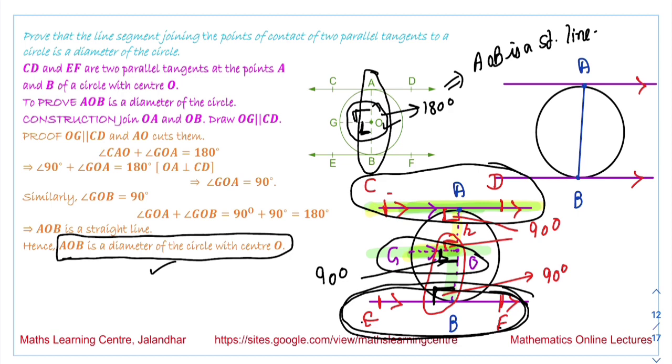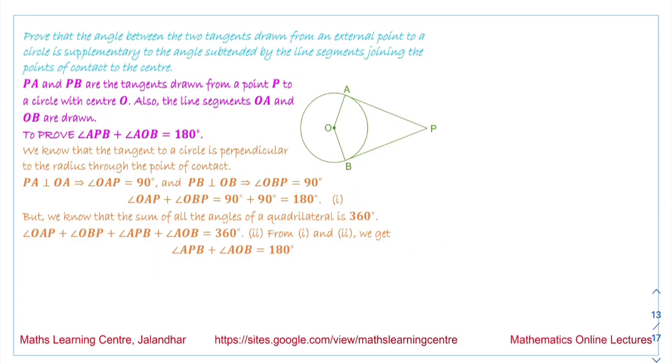The next question we have is, prove that the angle between the two tangents drawn from an external point to a circle is supplementary to the angle subtended by the line segment joining the points of contact to the center. So an external point P is given to us, and we have drawn two tangents to this circle, PA and PB. We have to prove that the angle subtended at this point P and the angle subtended at this point O, the sum of these two angles is 180 degree.